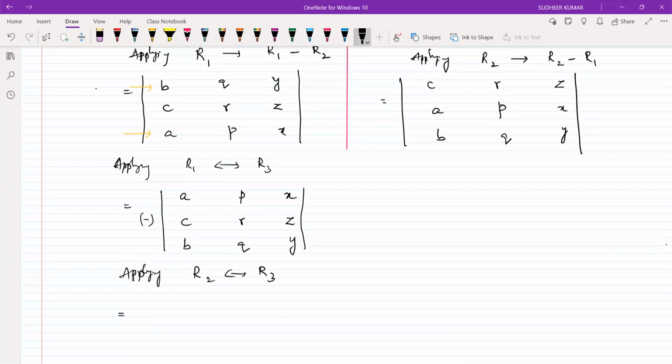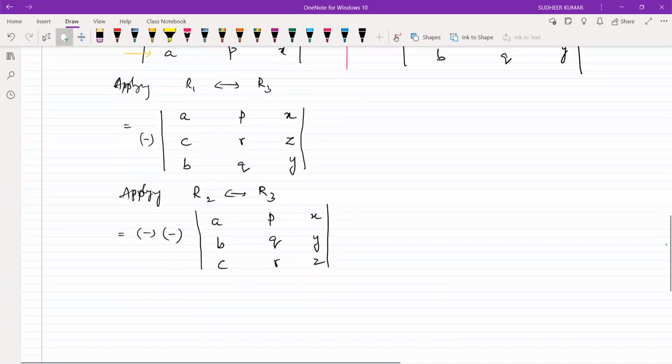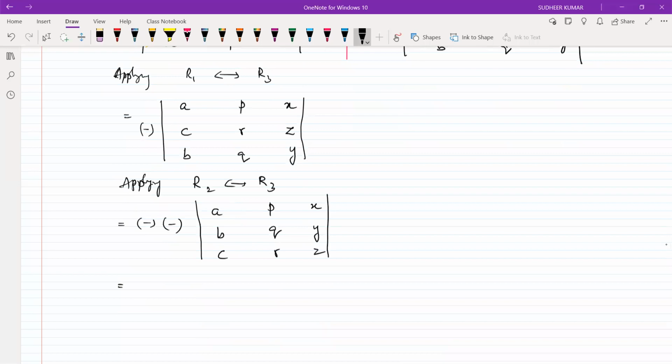So the result is, again when we interchange two rows, the determinant value gets a minus. So this is A, P, X, this is B, Q, Y, and the next C, R, Z. Now we got this result, right? So you should write the statement there. Which property have we used? Minus into minus is plus. So this result is delta 2, the second determinant value. So A, B, C, P, Q, R, and X, Y, Z.